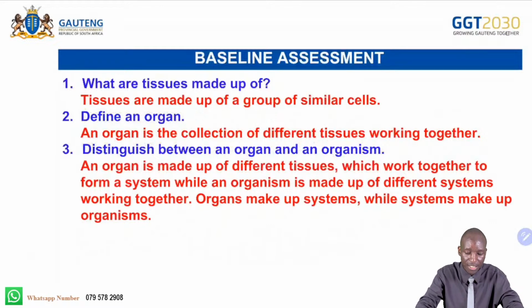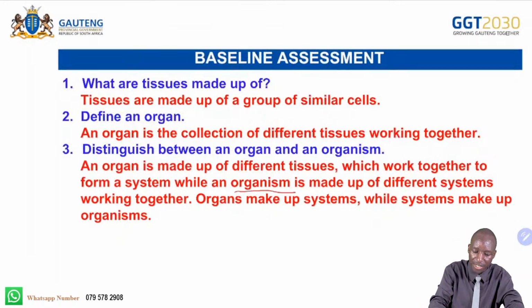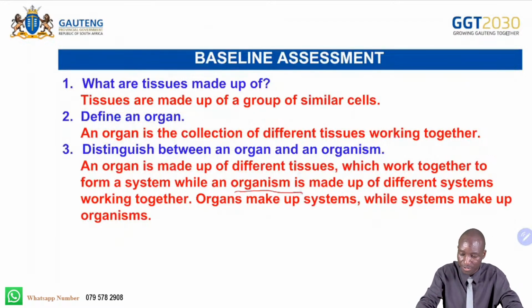An organ is made up of different tissues which work together to form a system, while an organism is made up of different systems working together. We can just summarize this like this: organs make up systems, while systems make up organisms. That's our baseline activity. For those who did not do well, see the slide corrections, and for those who did well, keep it up.